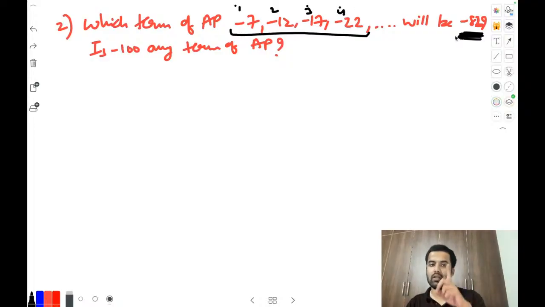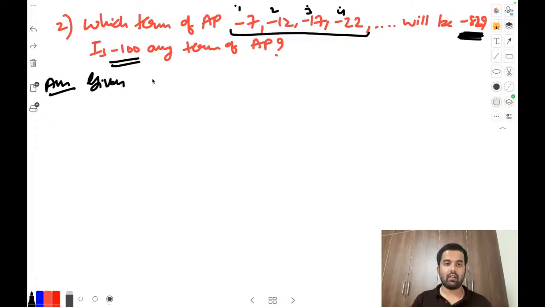That question is asking about the first one. And here the second is whether -100 will come as a position or not. So let's take it separately. It is a 5 marks problem, so write the given part first. Given A value we have, which is -7. Getting D is difficult here because both are negative values.